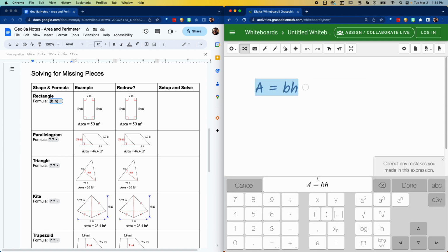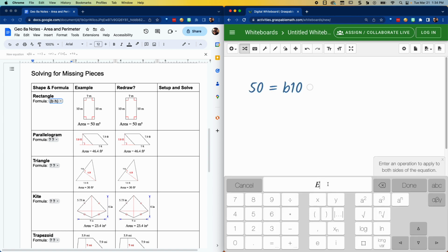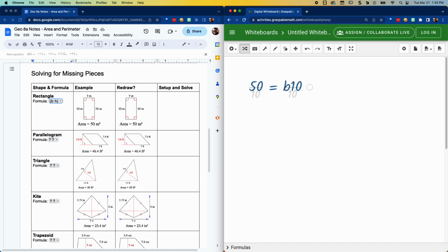But what I want to do is replace the pieces that I know. So I have the area is 50, and my base I don't know, but H, the height is 10, so B times 10. Now I can say let's divide both sides by 10. So I click on the equal sign, divide both sides by 10, and now I have 10 over 10, that's going to become just B. And on the other side I have 50 over 10, and that will equal 5. So my piece then that's missing, the question mark, would be 5.